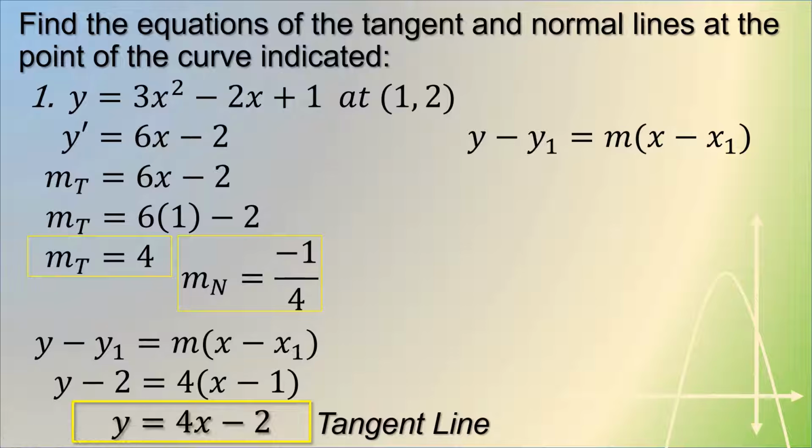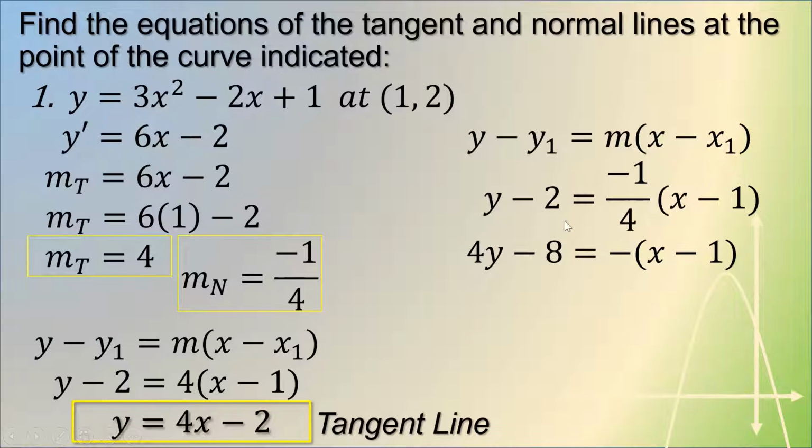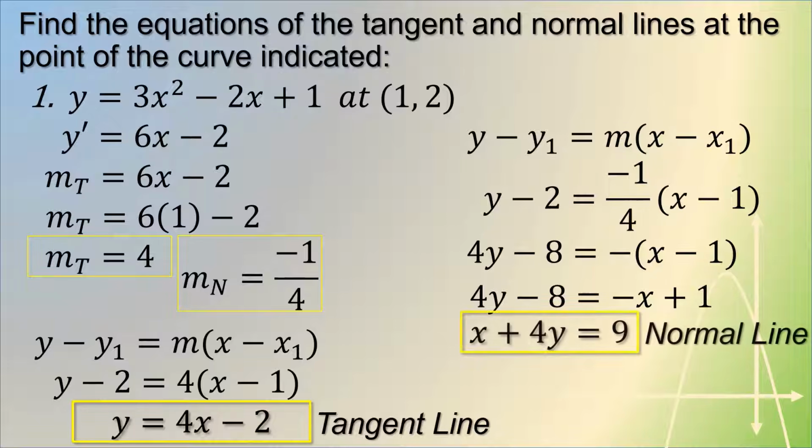Finding the equation of the normal line using again the same point slope form, that is y minus 2 is equal to negative 1/4, our slope for the normal line, which is the negative reciprocal of our tangent line slope, times x minus 1. And then cross multiplying 4 to the left side of our equation, that is 4y minus 8 is equal to negative x minus 1. And then distributing the negative sign, that is negative x plus 1. And so, our equation for the normal line is x plus 4y is equal to 9.